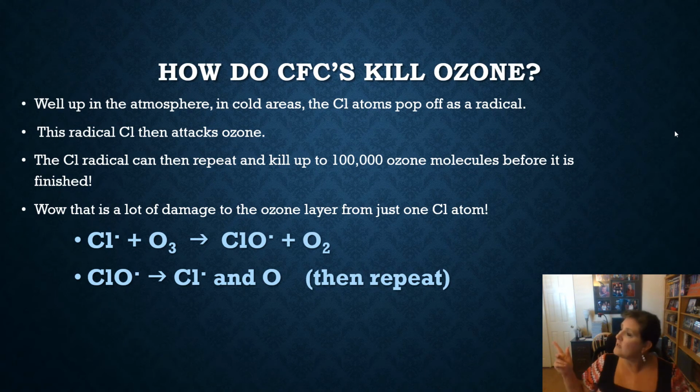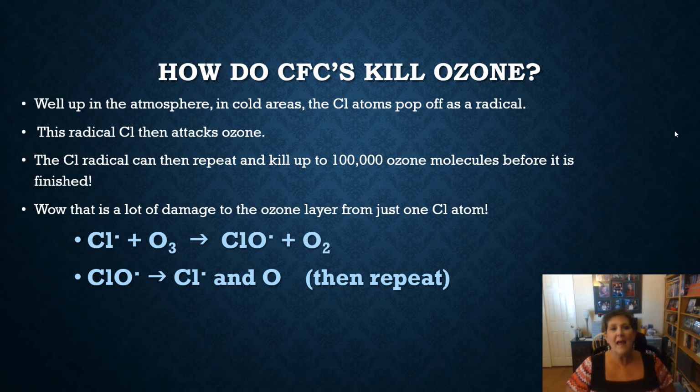So the equation, which you don't have to remember, is basically Cl dot, that's the radical, plus ozone makes ClO dot plus O2. And then ClO dot breaks down into Cl dot and O, and then the Cl dot can go and do it again and kill another ozone. And so again, one chlorine radical can kill up to 100,000 ozone molecules.